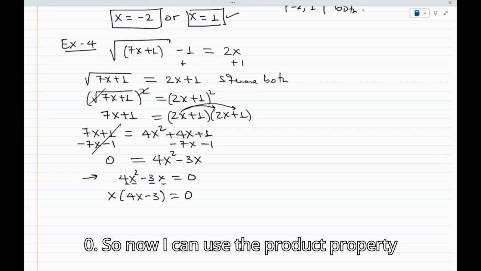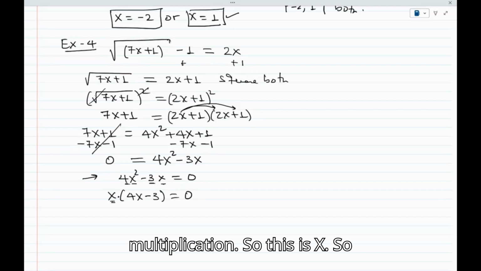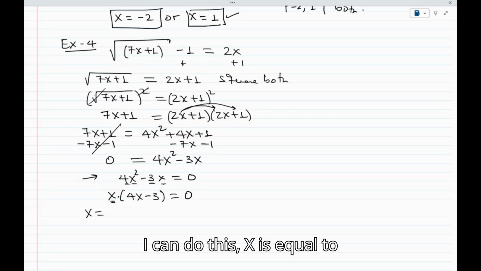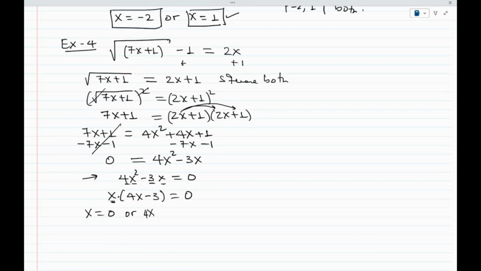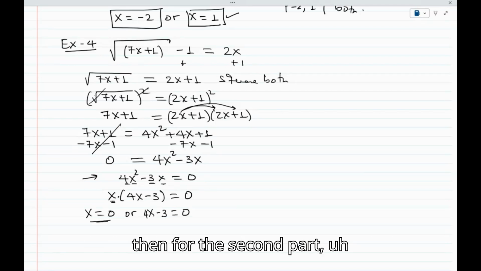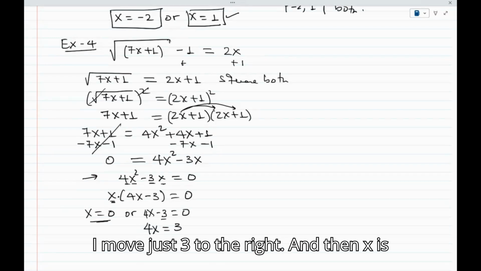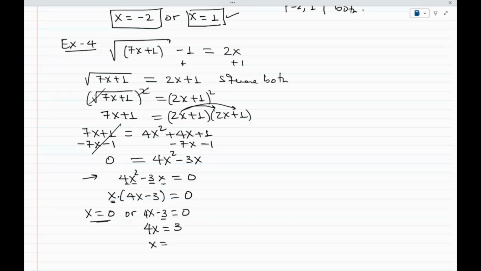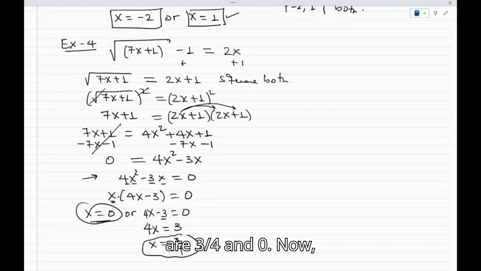So now I can use the zero product property here. This is x by itself, this is multiplication. So I can do this: x is equal to 0, or the one in the parenthesis, 4x minus 3 is equal to 0, all right? So x equals 0 is one answer, and then for the second part, 4x is equal to 3. I move the 3 to the right, and then x is equal to, dividing both sides by 4, 3 over 4, okay? So my answers are 3 over 4 and 0.